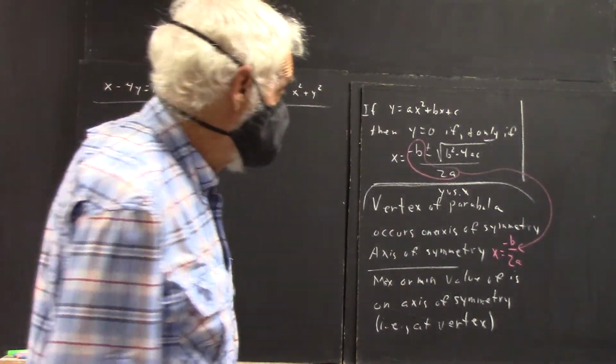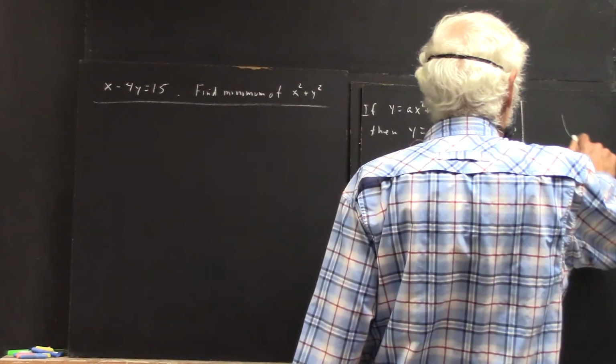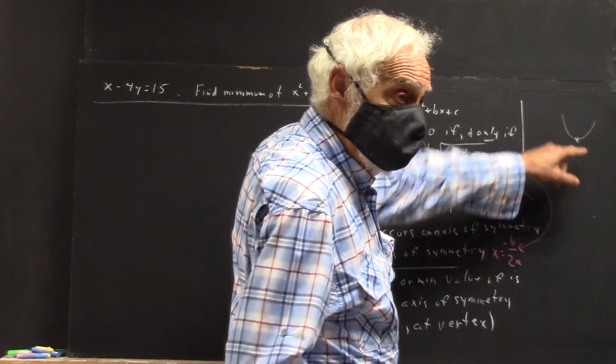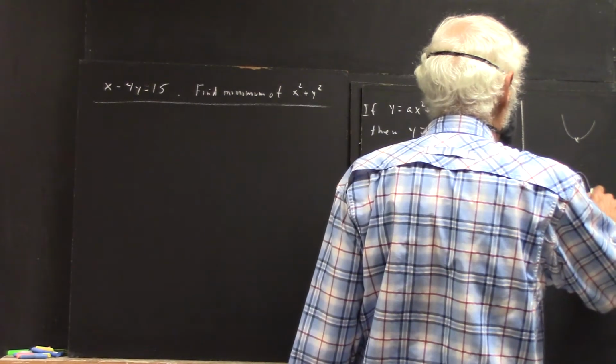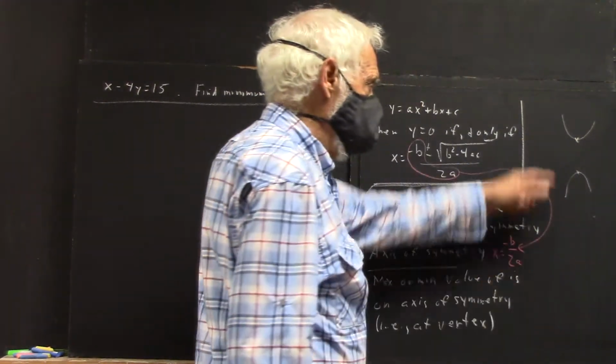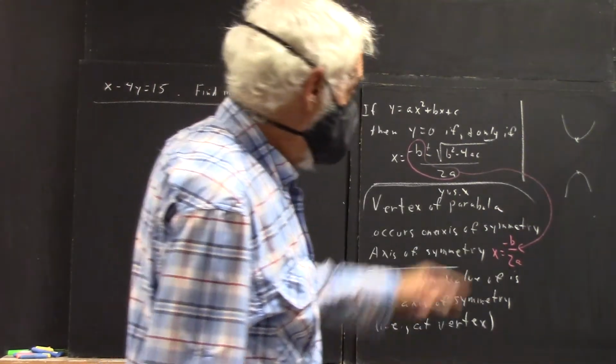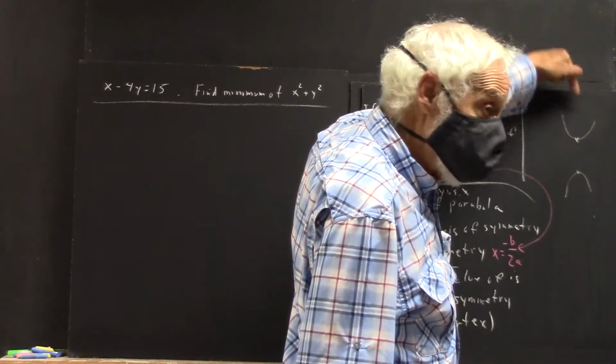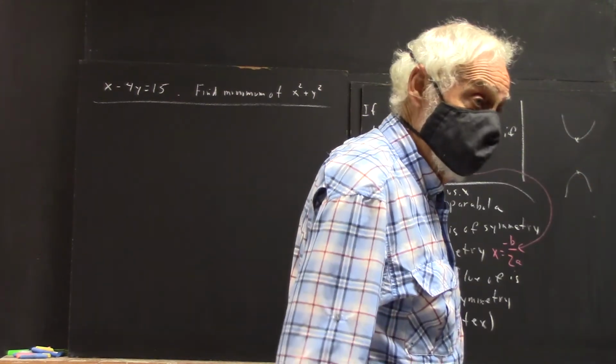That's at the vertex, because simply if the parabola opens upward, the minimum value of y is going to occur here. If it opens downward, then you're going to have a maximum value of y at this point. That's as big as y gets. Y goes this way. So here, that's as low as y gets. Here, this is as high as y gets.